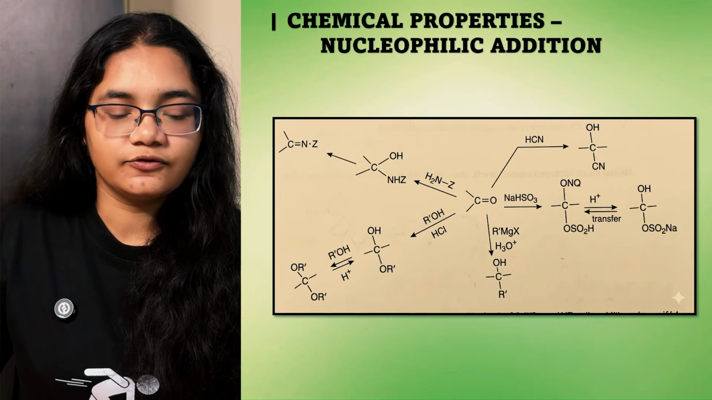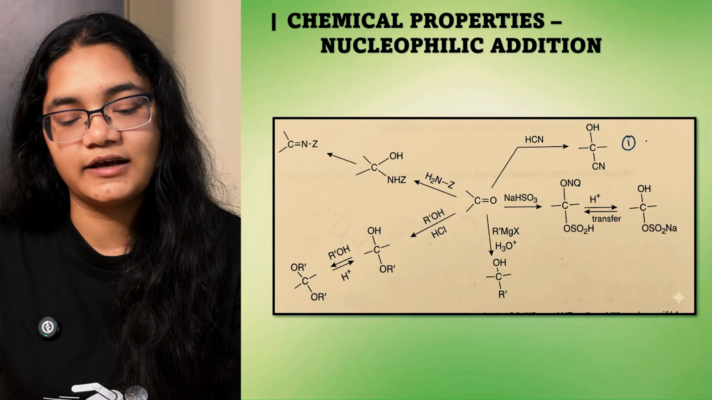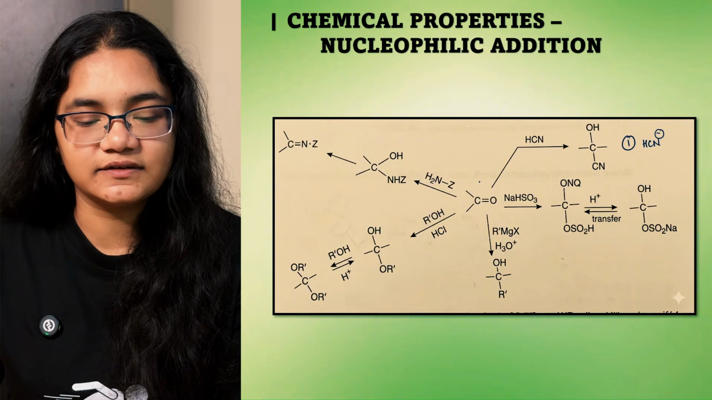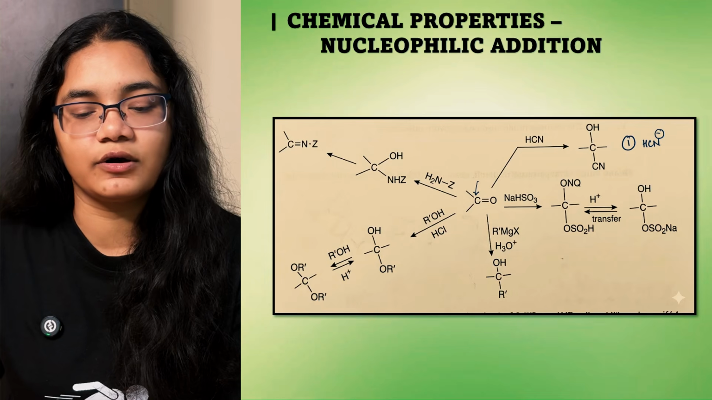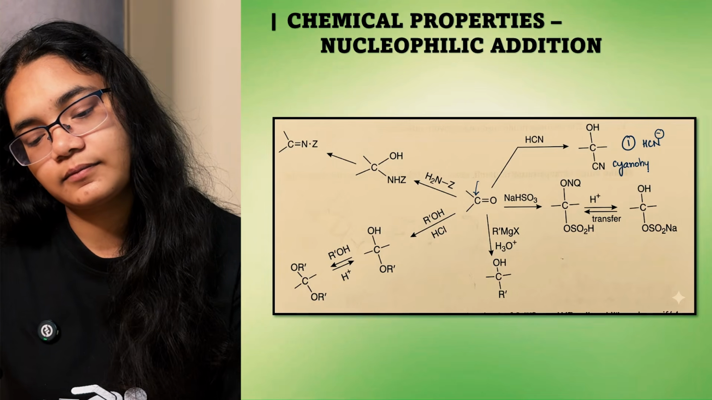Okay, so first let us see the first reaction, that is addition of HCN. You can see CN is the ligand here, the negative part. So the CN will attack on the carbon, an OH bond is formed, and this particular compound is called cyanohydrin.